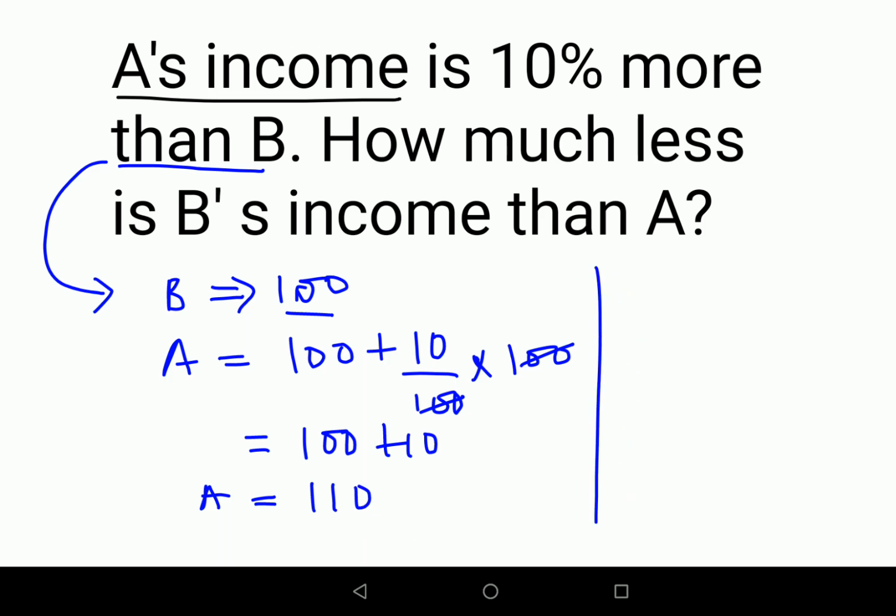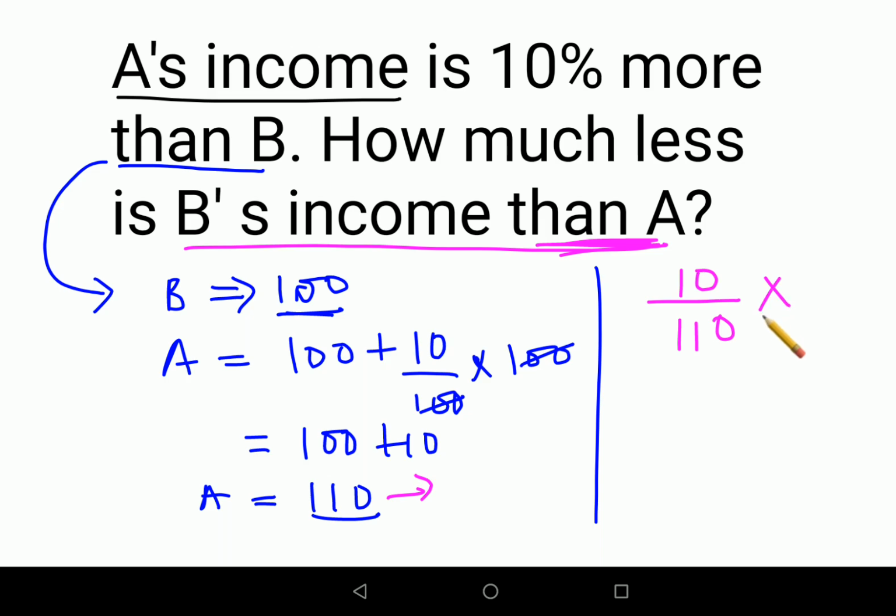Now we need to find how much less. Again, we take the difference between 110 and 100, so the difference is 10. How much less is B's income than A's? Now understand, the comparison is to A. So here your denominator has to be 110, into 100. A lot of people thought that you need to compare it with B. No, the comparison is between B and A's income. Therefore, 110 will come out in your denominator.